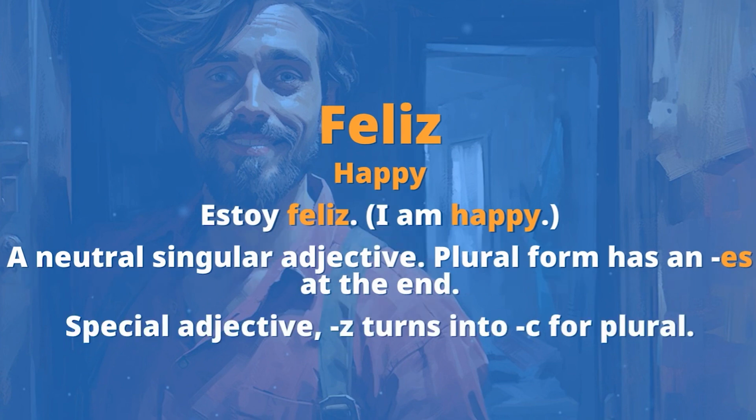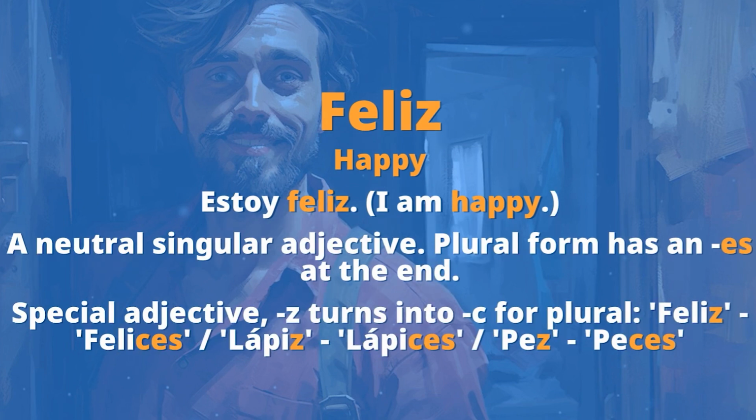But wait! Feliz is a special adjective because it ends in a Z, and the letter Z can't be followed by the vowel E. So, in this case, you turn the Z into a C to create the plural. Feliz turns into felices. This also happens with many other words, like the word for pencil, lápiz, turns into lápices, and the word for fish, pez, turns into peces.